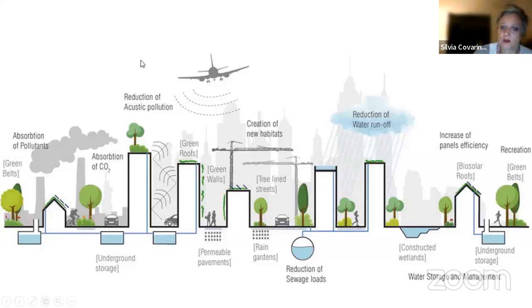It means we're talking about sustainable city, water storage management, reduction of water runoff, absorption of pollution, green roof. All this is a type of action and intervention: green belts and green roofs, increased panel efficiency and reduction of acoustic pollution. This is like a vision, like a strategy, let's say.